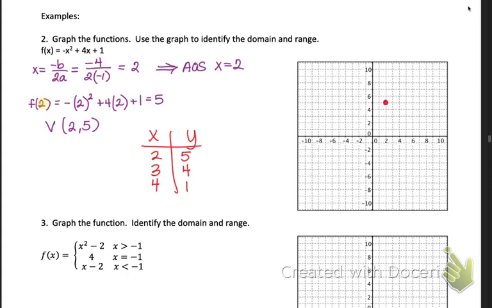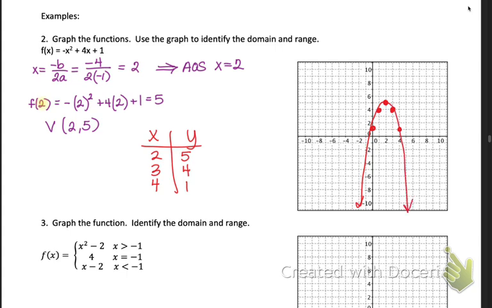Again, that's our vertex. Then I'll go to 3, 4. And I'll go to 4, 1. And it does make sense that this parabola is opening down because of the negative leading coefficient. Reflect it back so it's symmetric. Whoops, that's in the wrong spot. Symmetric. And then connect with a smooth curve.